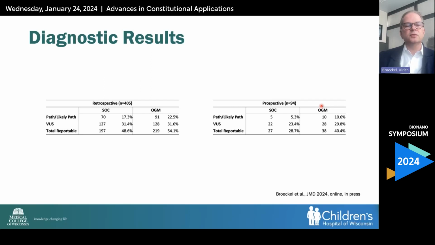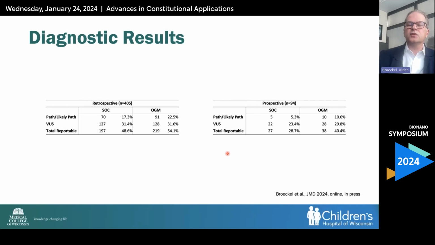The other thing that is probably also really interesting, which I would like to mention, are the diagnostic results. If we look at the retrospective study, the standard of care, which is focused on pathogenic or likely pathogenic, had a rate of about 17%, which increased slightly to 22.5% with OGM. If we look at all reportable ones, that increased from 48 to about 54.